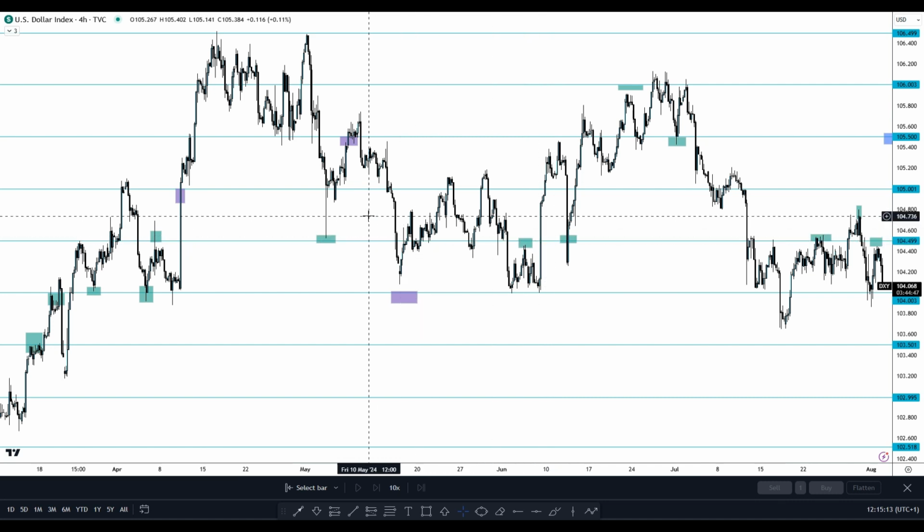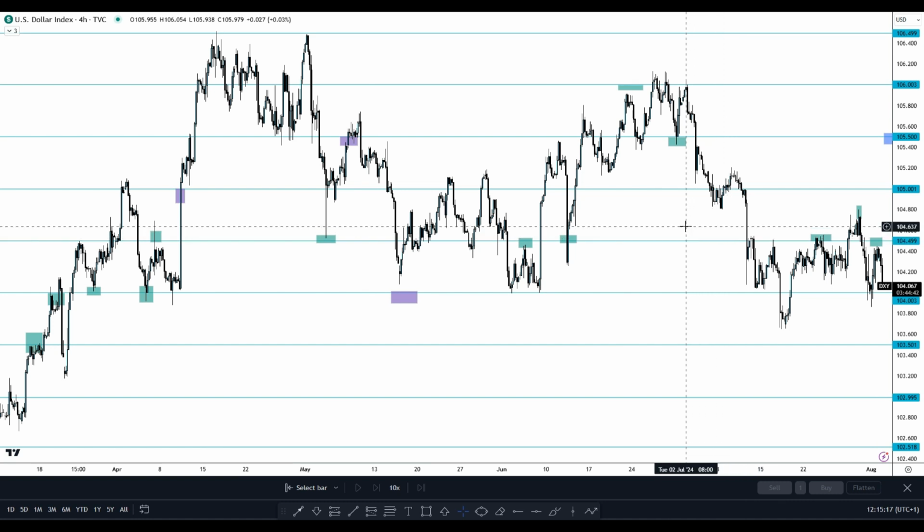The main way that I do analyse the DXY is with the round numbers and these psychological levels alongside a couple of other confluences, but obviously it would be unfair for me to share all that when there's going to be members watching this video.